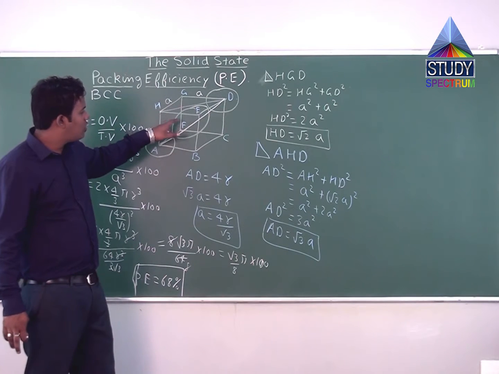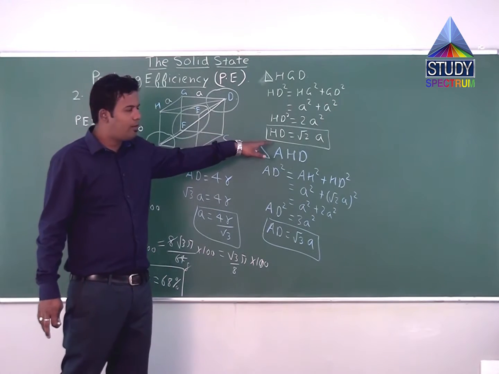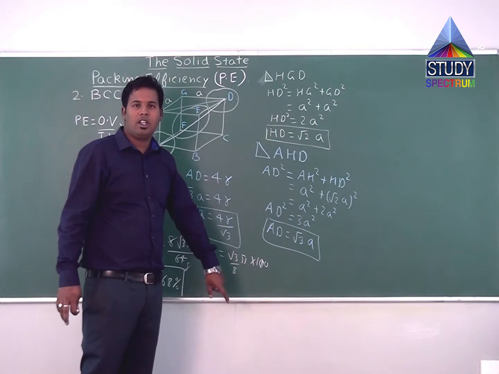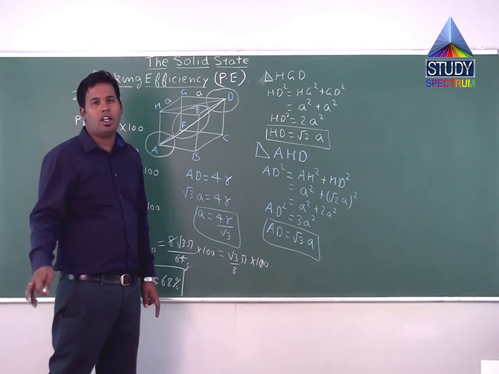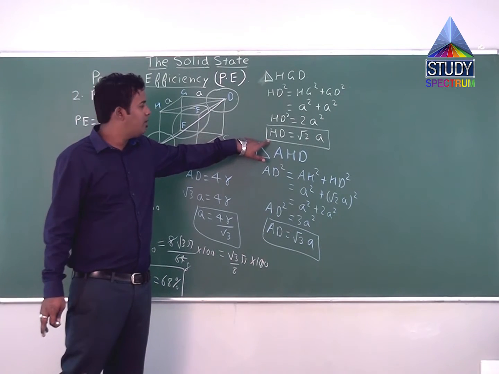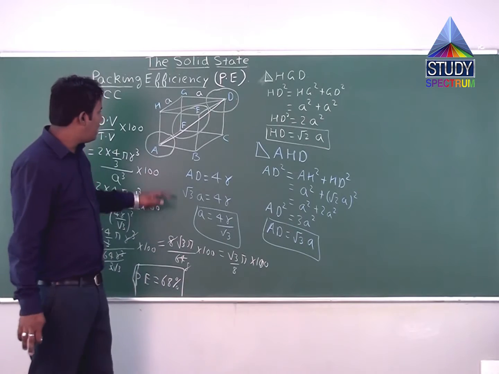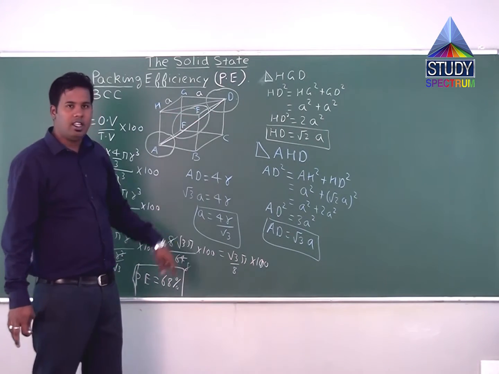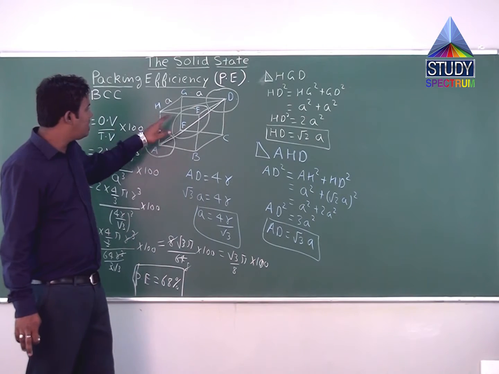So applying Pythagoras theorem, I have calculated the length of HD in terms of small a, which is coming out to be a square plus a square, 2a square. If I take the root of the equation, then HD, the face diagonal length, becomes root 2a. The second right triangle I have considered is triangle AHD, where the angle AHD is 90.